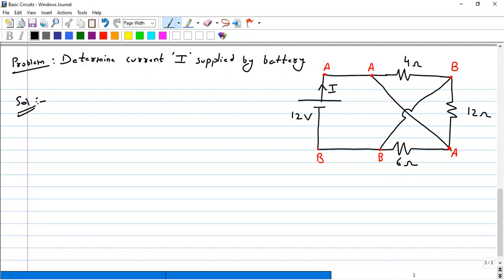So this circuit I can further simplify. How? Let us first draw this 12 volts battery. Again, let us draw this 12 volts battery. This is my 12 volts battery. And between which points is it connected? Between points A and B. So from A and B, let us try to see.